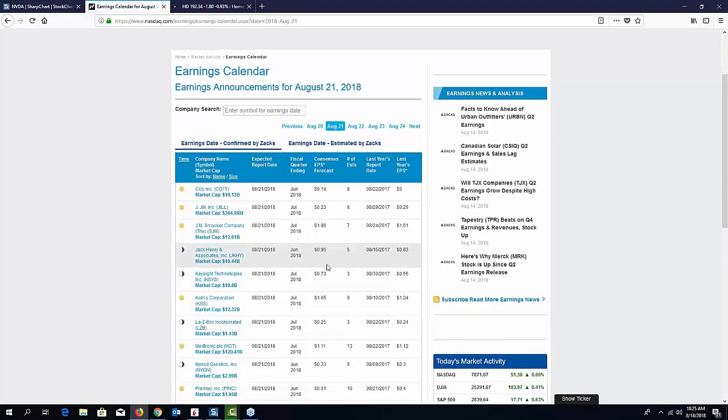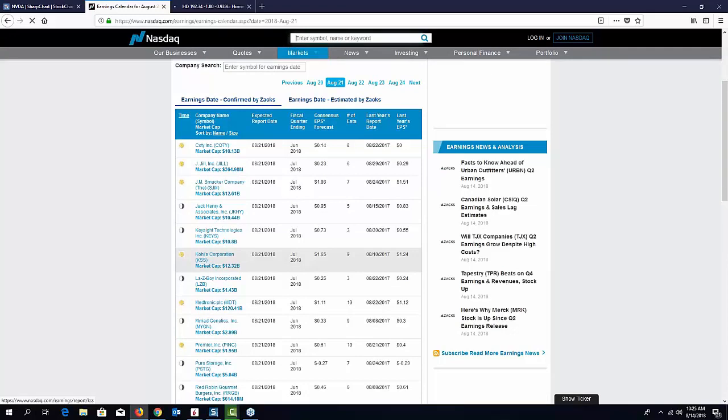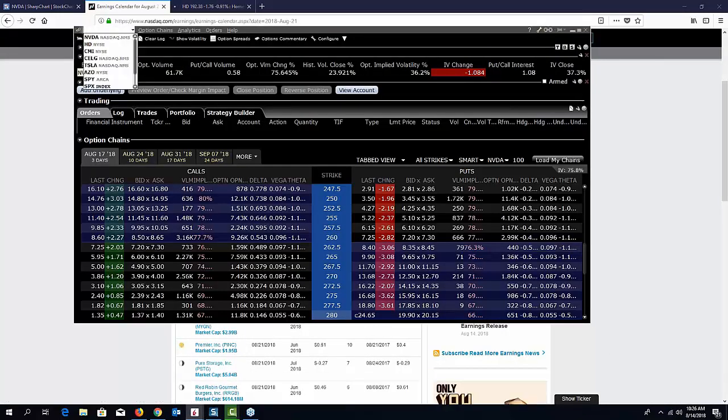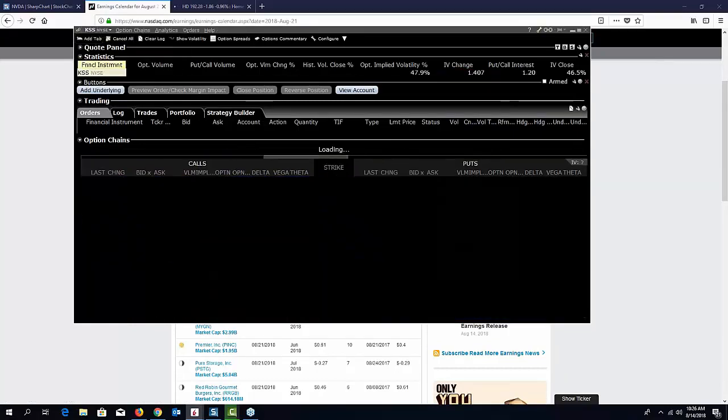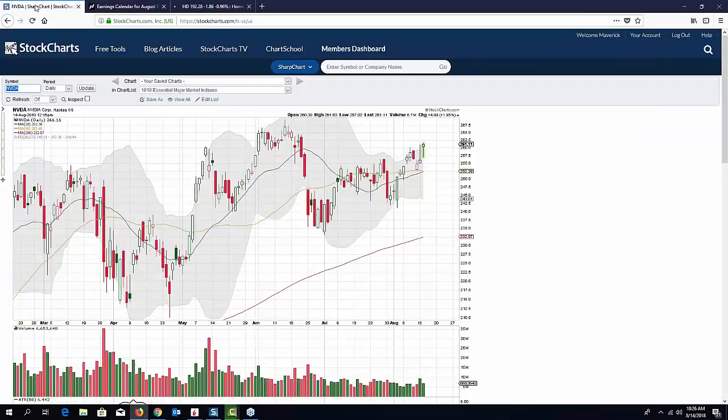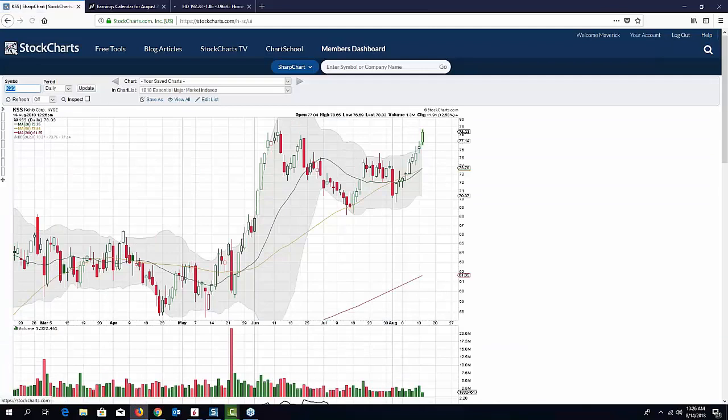So here's Kohl's, that could be a candidate. Kohl's reports next week, actually a week from today. So if we look at Kohl's options going into earnings, we say, okay, let's pull up Kohl's options, and we can look at this week's straddle and then compare it to next week's. It won't be perfect until next week, but anyway.